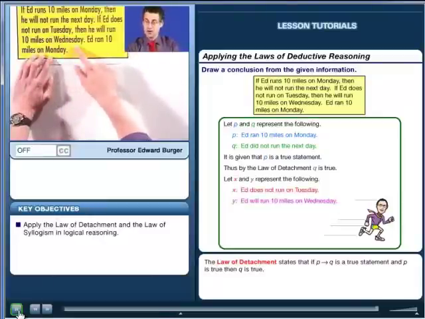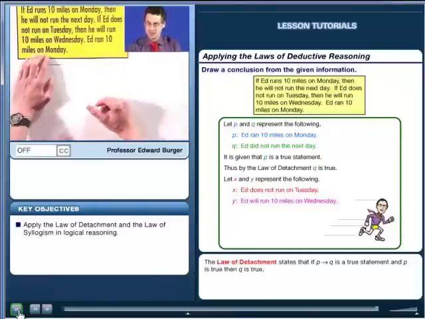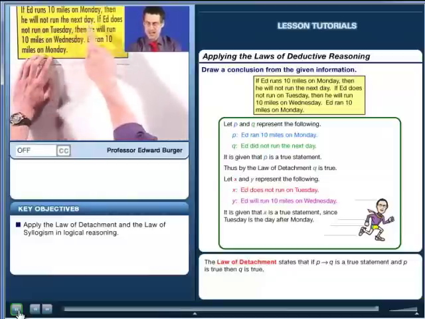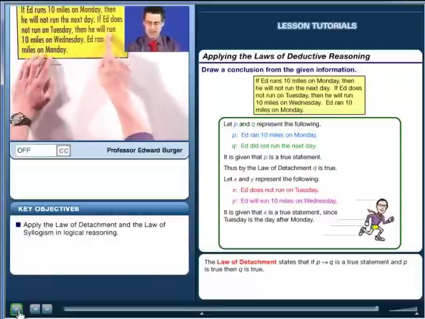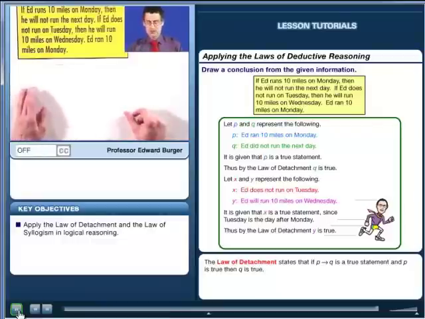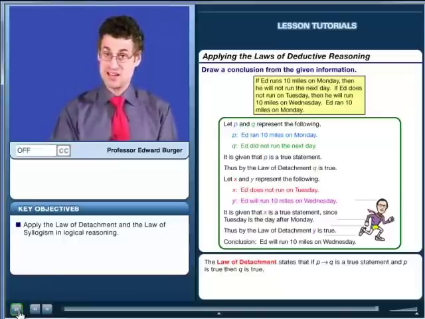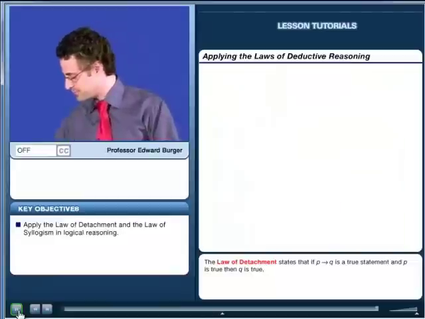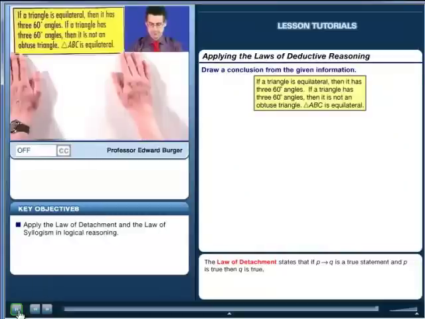So look at the next conditional statement. If Ed does not run on Tuesday, then he will run 10 miles on Wednesday. Well, we can apply the law of detachment yet again with this conditional statement. Since we've already concluded that he will not run on Tuesday, I can apply this statement to see that since he will not run on Tuesday, then we know he will run 10 miles on Wednesday. My conclusion, after using the law of detachment twice, is that Ed will run 10 miles on Wednesday, which sounds sort of daunting since I'm Ed.